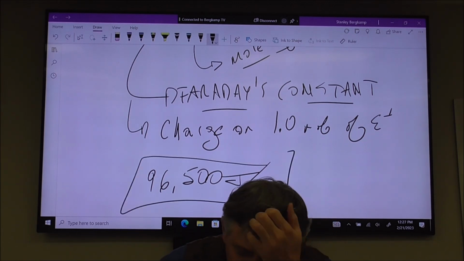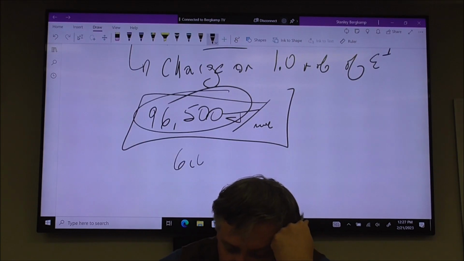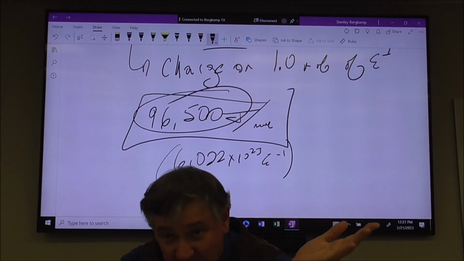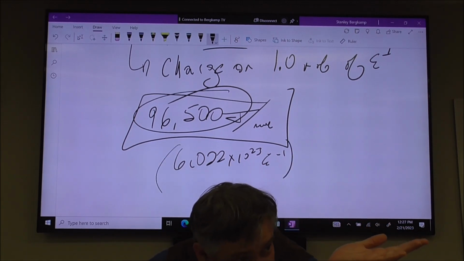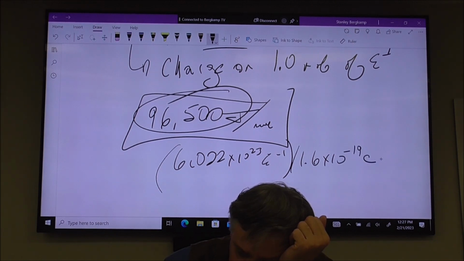Okay? So where you get this number is if you take a mole, which is 6.02 times 10 to the 23rd electrons. So that's how many particles are in 1 mole, 6.022 times 10 to the 23rd. And each electron has a charge of 1.60 times 10 to the negative 19th coulombs per electron.